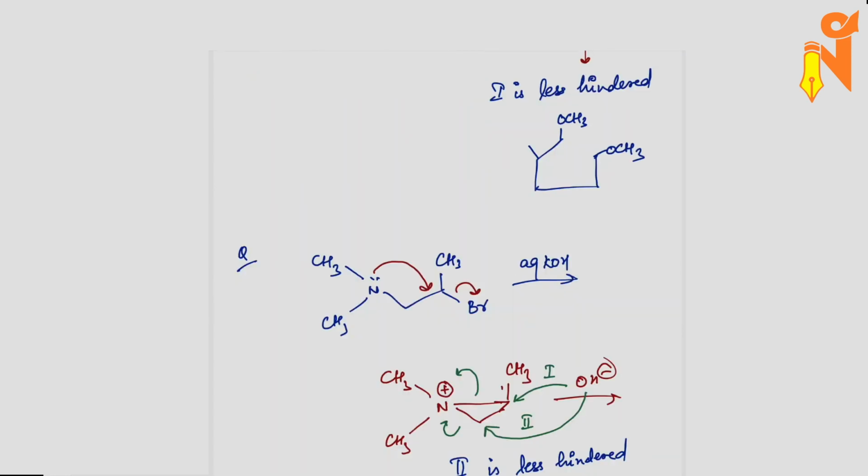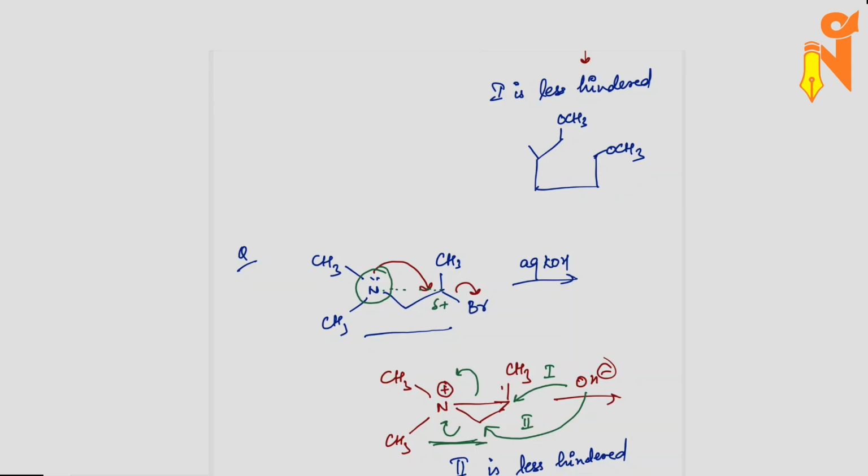So let's see this question. I have this question over here. In this question, you can see I have a nitrogen, I have a bromine, and I have aqueous KOH. Nitrogen acting as an internal nucleophile attacks this carbon carrying a delta positive charge, causing the bromine to leave. Once the bromine leaves, a bond is formed over here. And this is how the cyclic transition state will form, which is a 3-membered cyclic state.